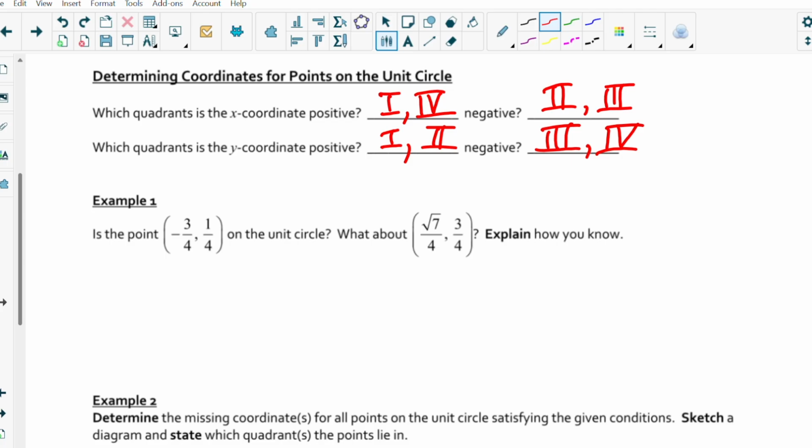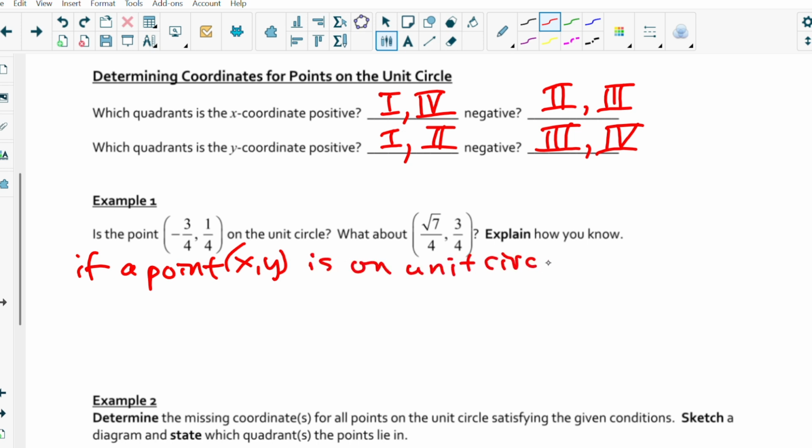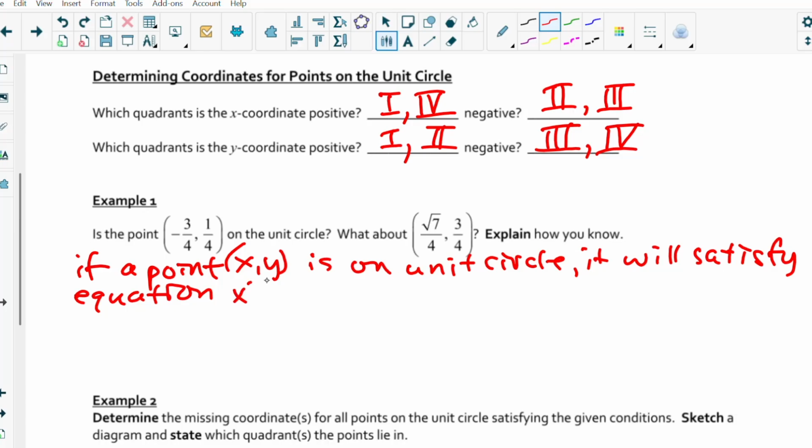Example 1. Is the point negative 3/4, 1/4 on the unit circle? What about square root of 7 over 4, comma, 3/4? Explain how you know. So if a point x, y is on the unit circle, it will satisfy the equation x squared plus y squared equals 1. So let's take a look.